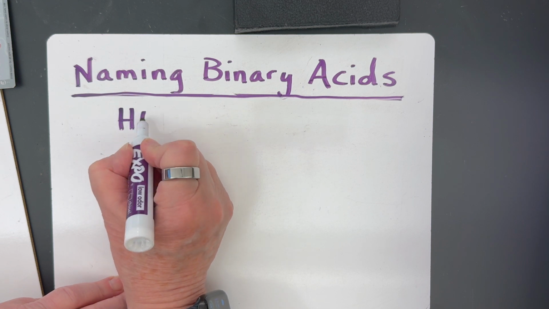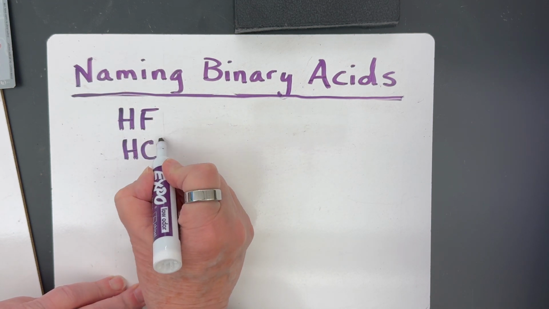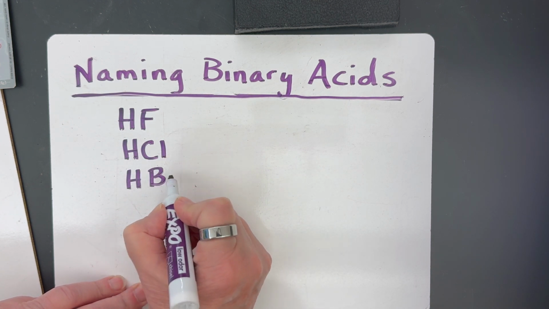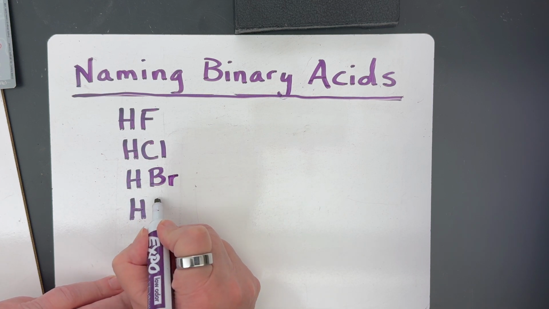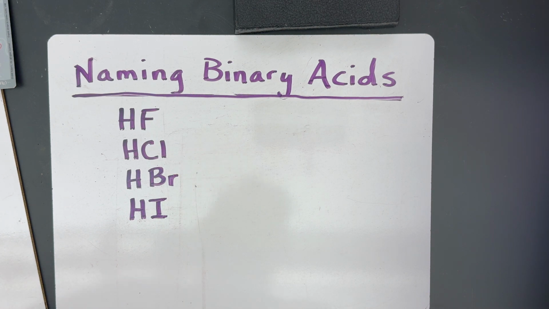HF, HCl, HBr, HI, and while theoretically we could have an HAt with our bottom halogen, we really don't have much of that, so you're not probably going to see that.